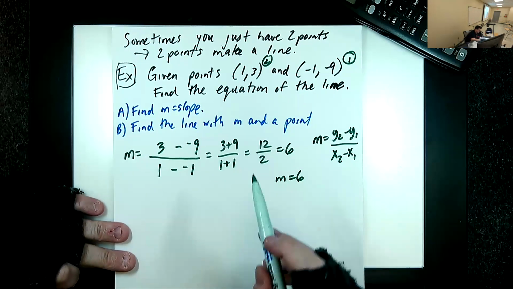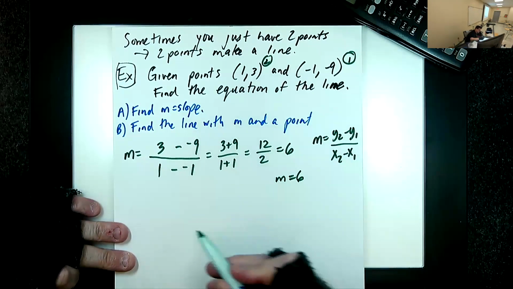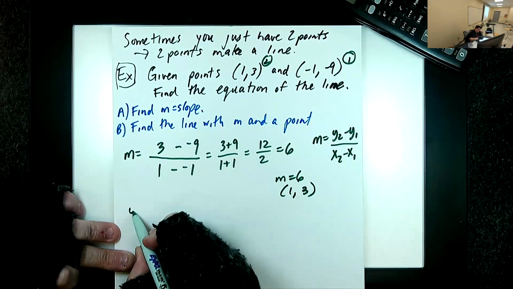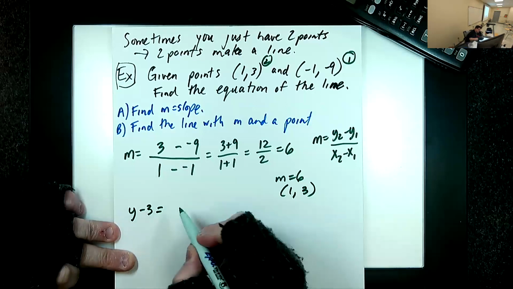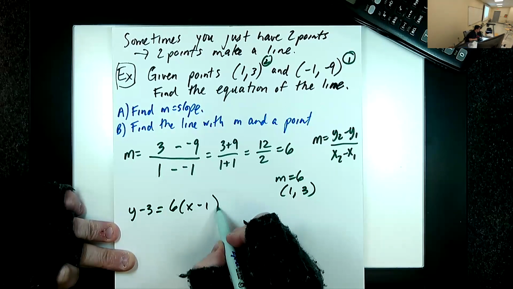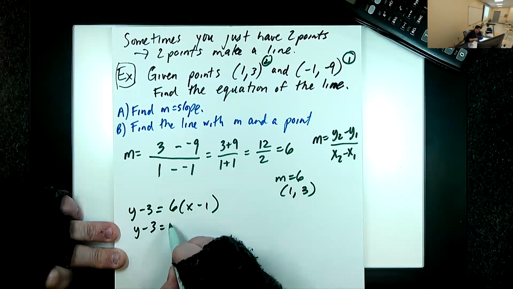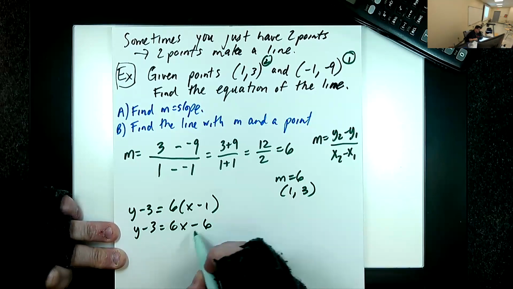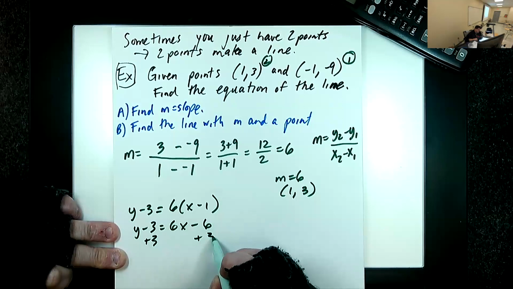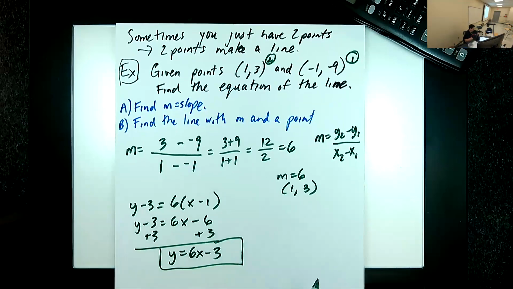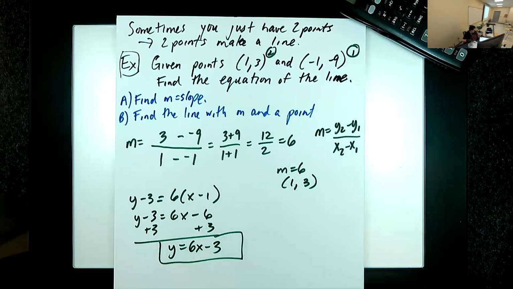And now I'll probably use point 2. We'll use that and 1, 3. y minus 3 equals 6 times x minus 1. We distribute the 6. And we add 3. There we go. Not too bad, is it?